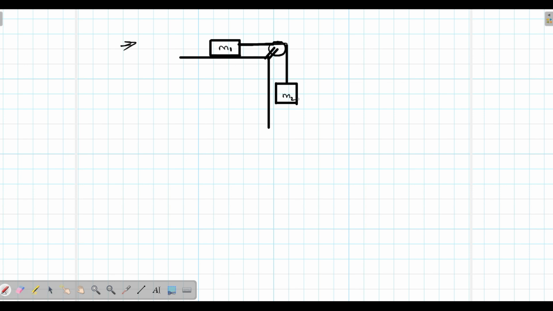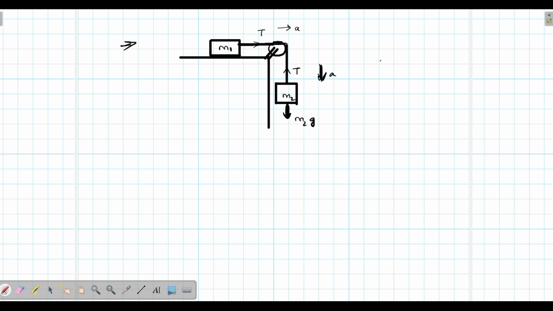M1, M2. T is the tension in the string. So weight is M2G. So this is the acceleration. Acceleration is in downward direction.